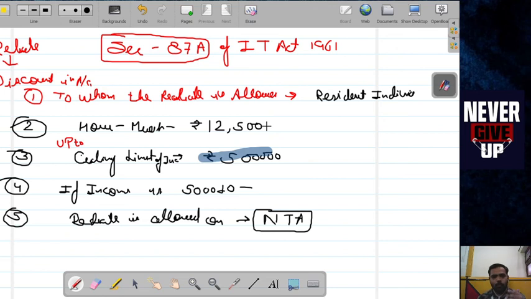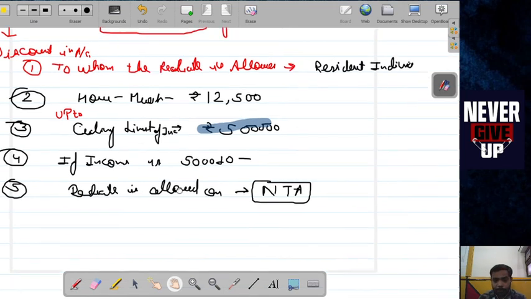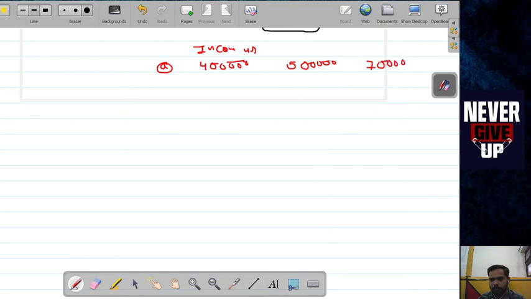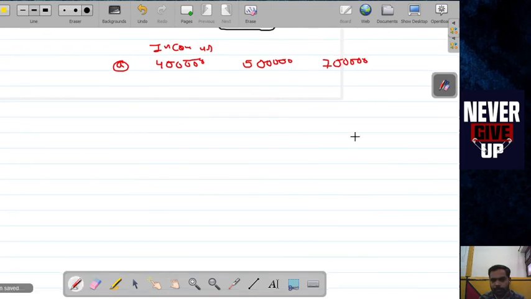Okay, let's understand it with an example. I'm going to take some cases, then I will tell you whether the rebate is allowed or not, and on how much it is allowed. If income is rupees 4 lakh, if income is rupees 5 lakh, if income is rupees 7 lakh, and if income is 2 lakh. Okay guys, first, second, third and fourth.